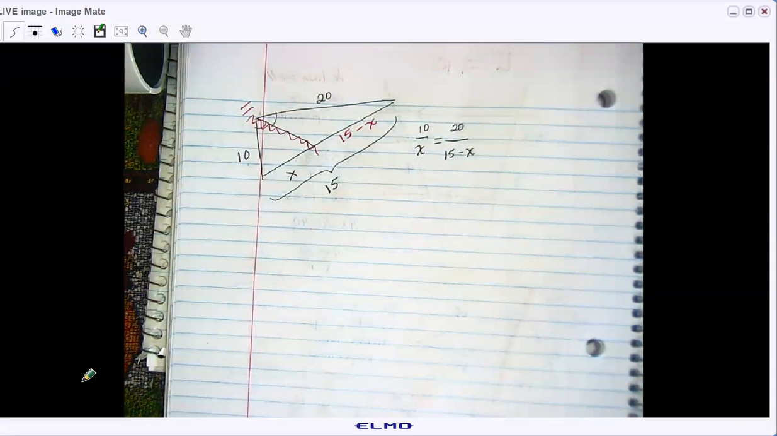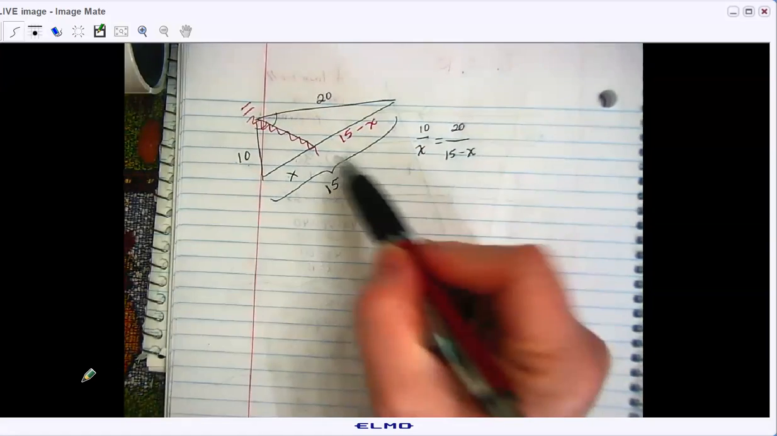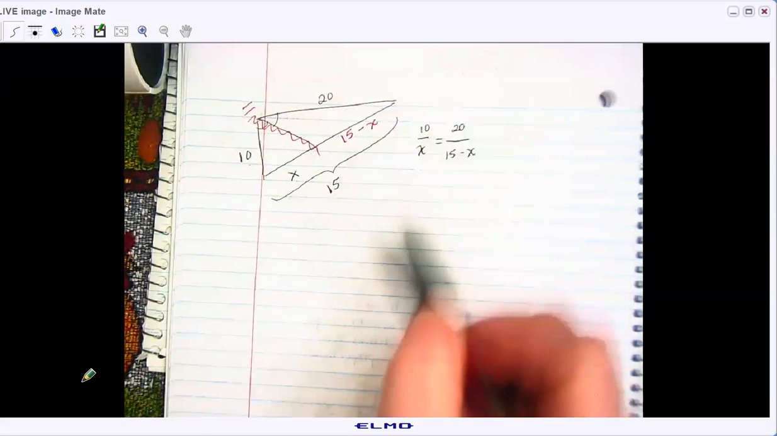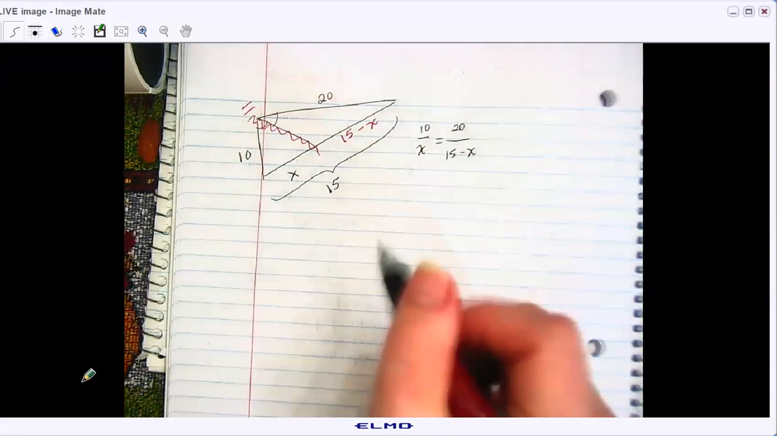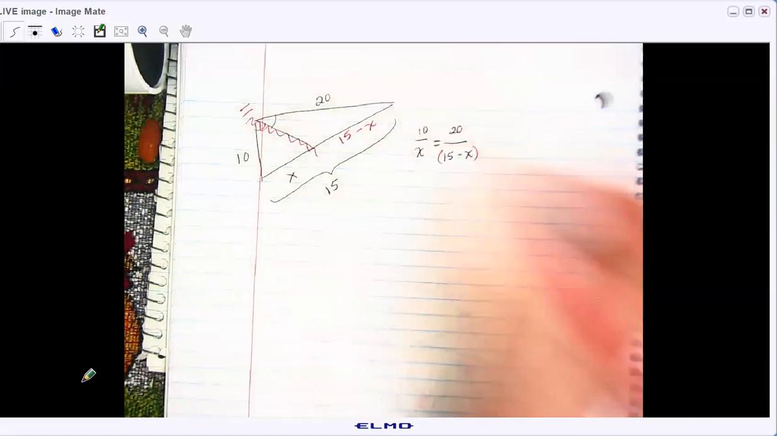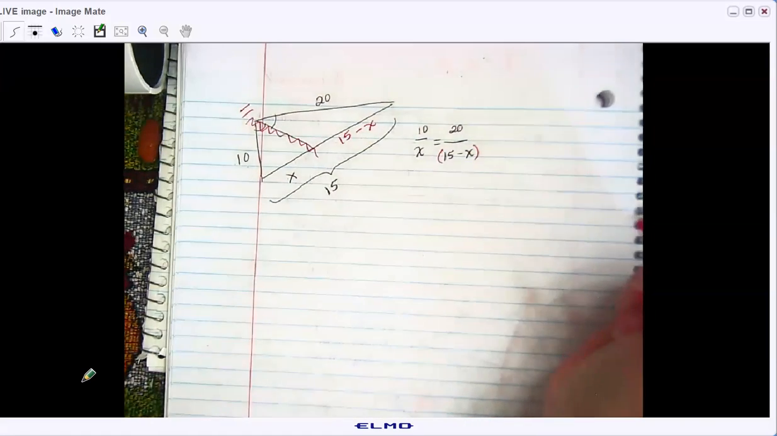Okay, so this part might not make much sense quite yet. That's okay. But if the process makes sense, put yes in the chat box. If the process makes sense, put yes in the chat box. Okay, good. Nice. So don't forget to put the parentheses around here so we don't lose a number.